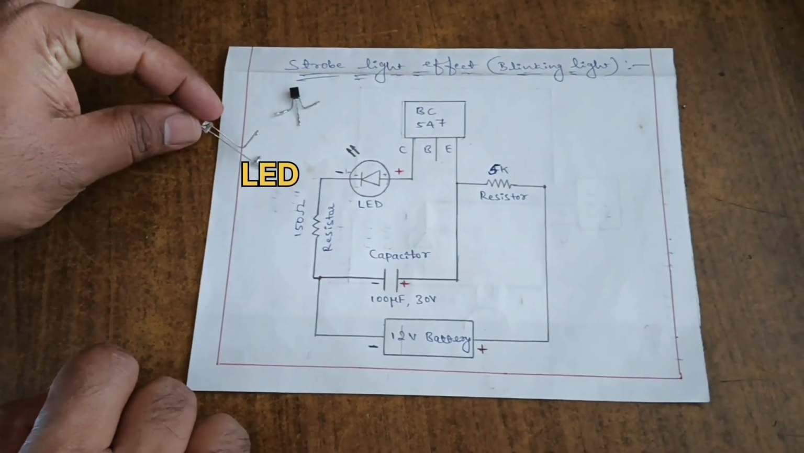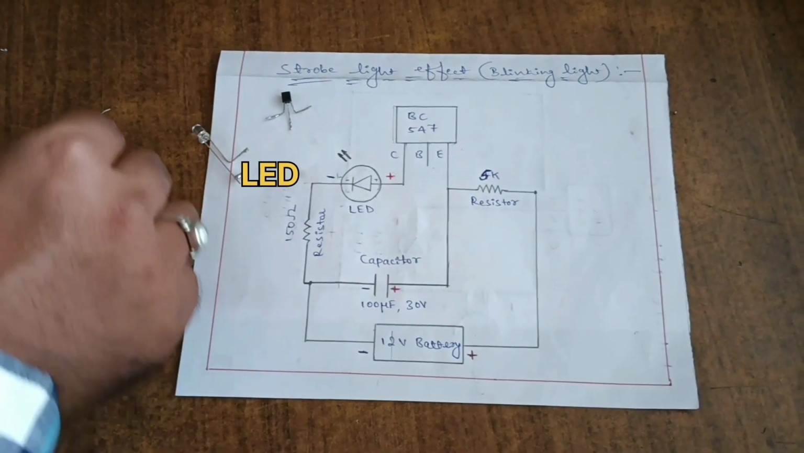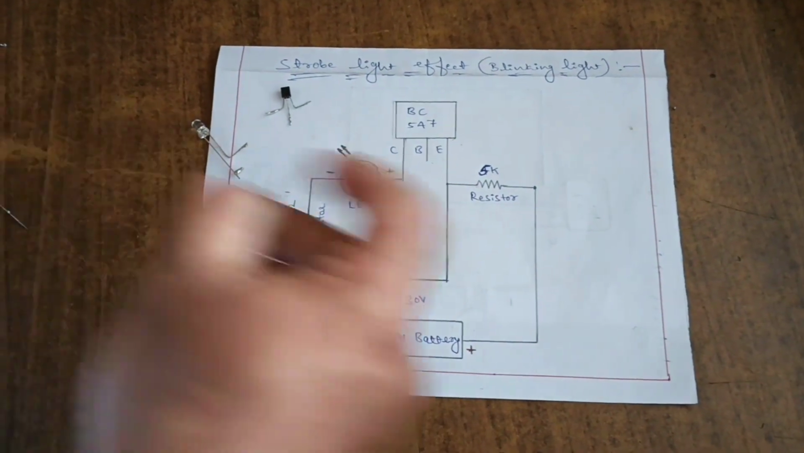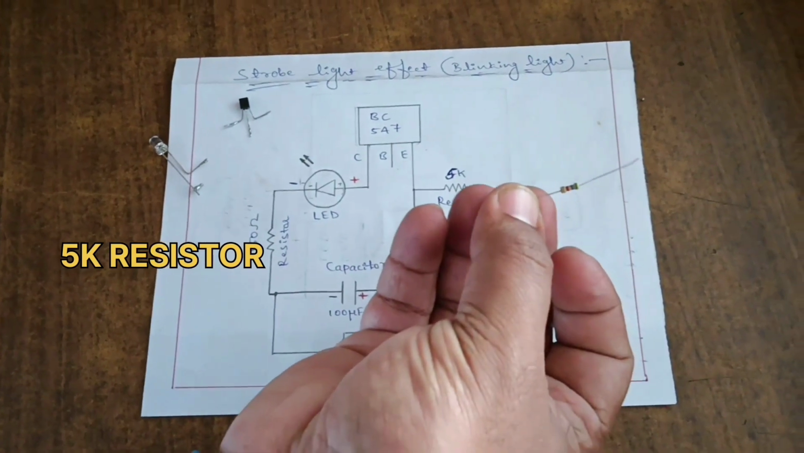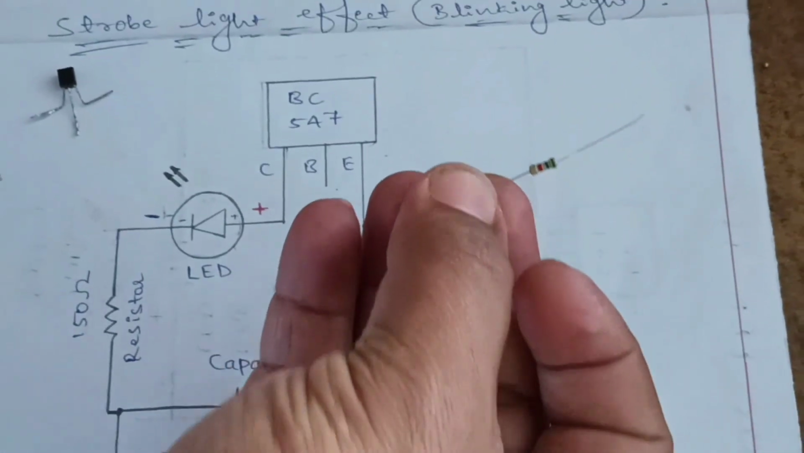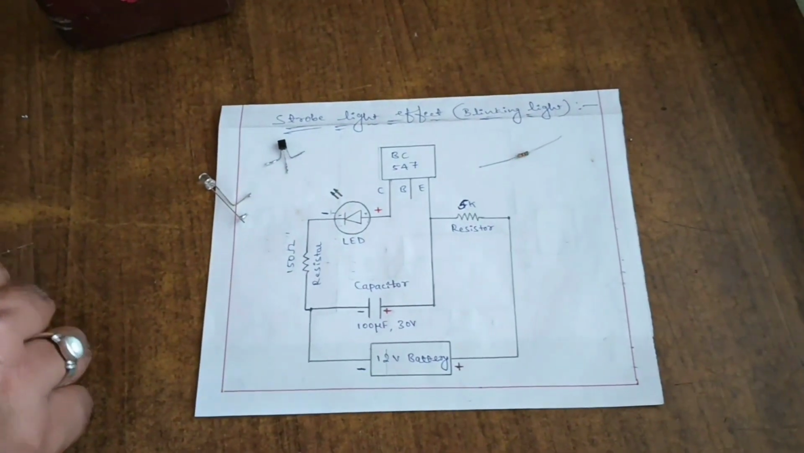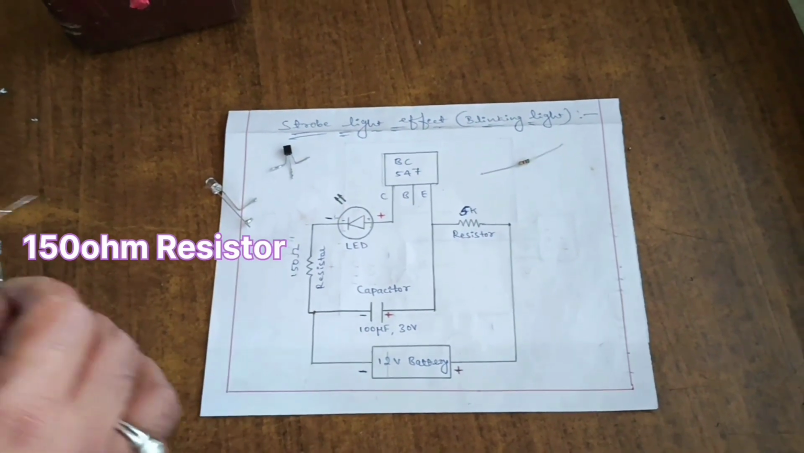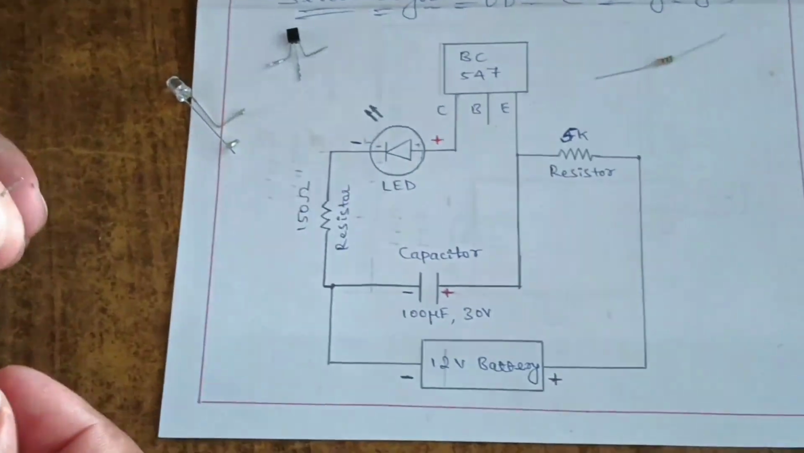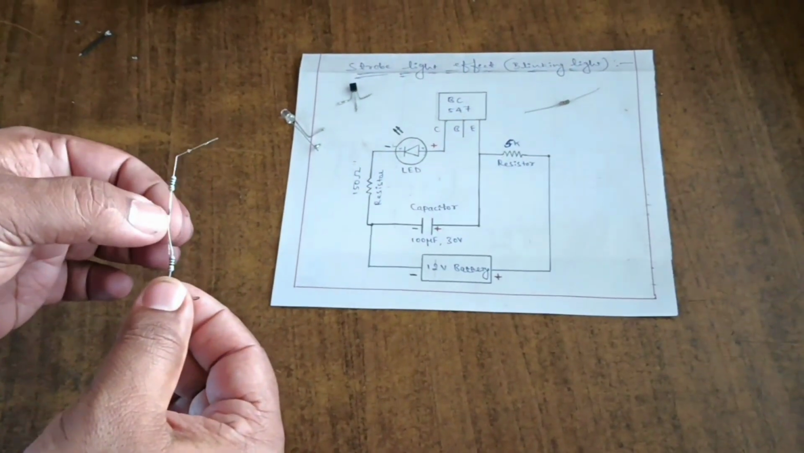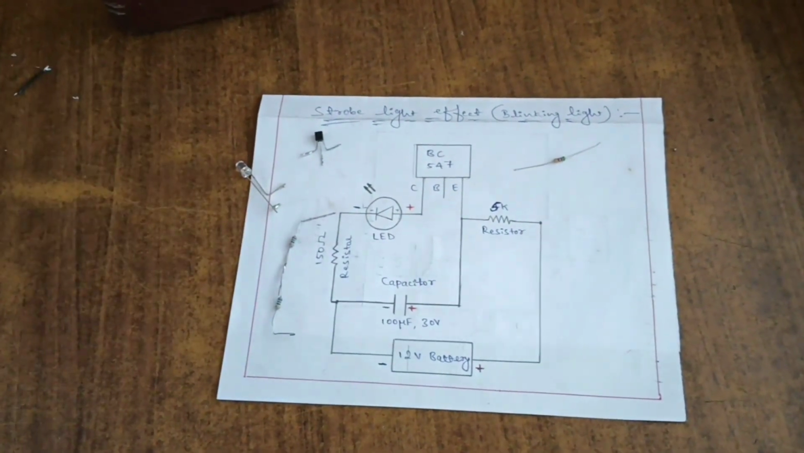This is the 5 mm LED. Next we use one 5 kilo ohm resistor. This is the 5 kilo ohm resistor. Next we use a 150 ohm resistor. We don't have a 150 ohm resistor, so we connected two 75 ohm resistors in series to make 150 ohm.